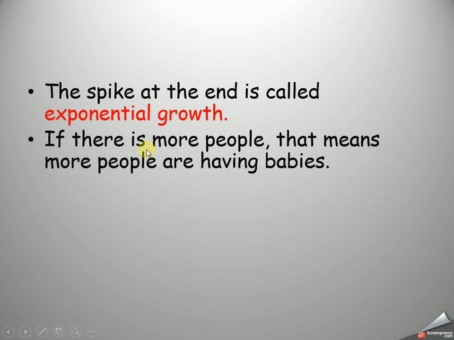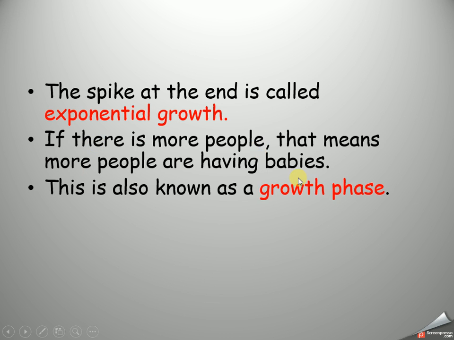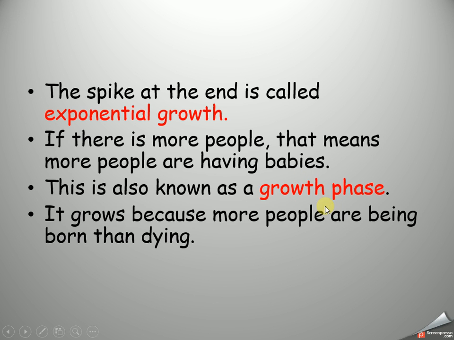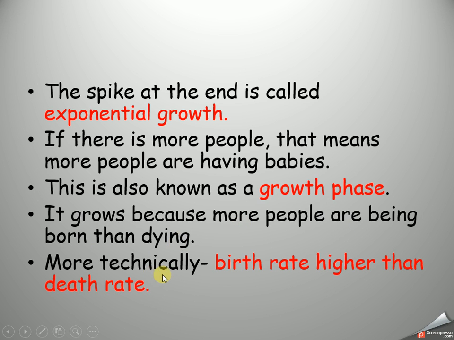Okay, so basically that means that it's a very quick growth. And it means if there's more people, and that means that more people are having babies or available to have babies, this is also known as a growth phase. Okay, it grows because more people are being born than dying. Okay, so more technically, this is how you have to know it. Why is the population increasing? Because the birth rate is higher than the death rate, which makes sense. More people are being born than dying, so the population increases.